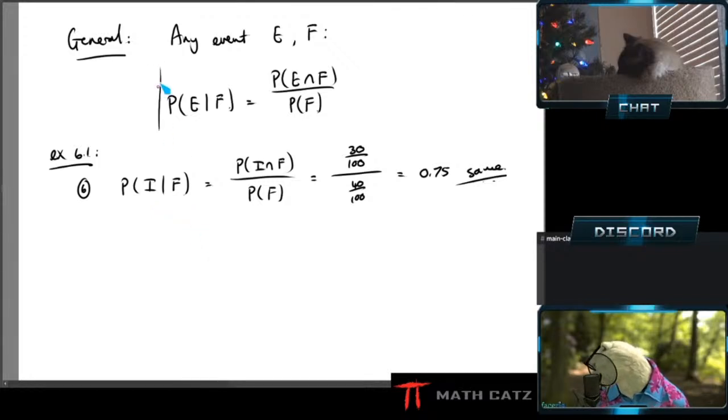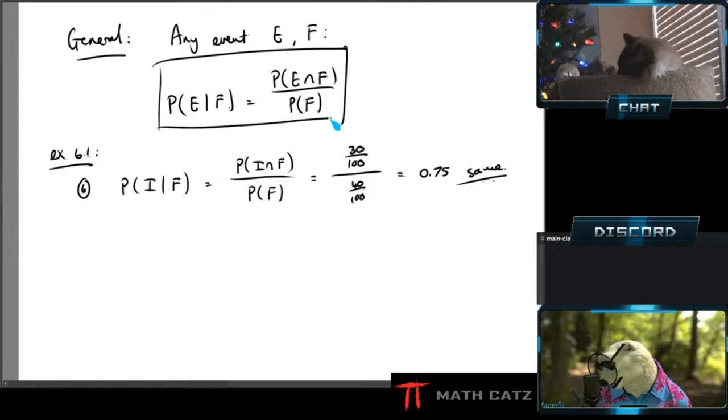So I need to memorize this. Probability of the intersection of both over the probability of the given one. Always. It's never going to change. That's it. All right, so far so good, I hope.